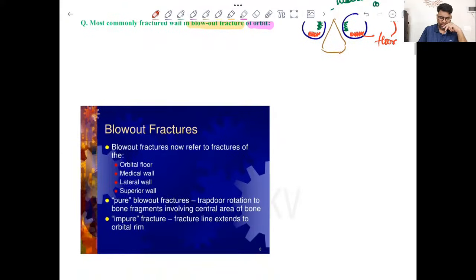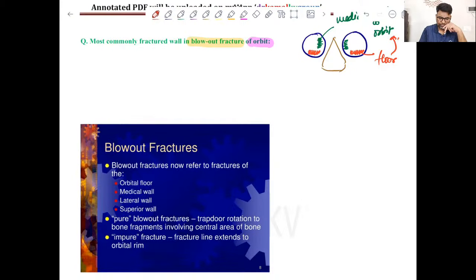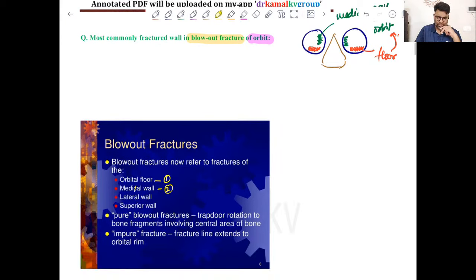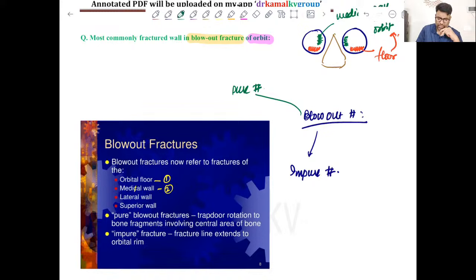And here, the commoner one is the orbital floor and the second commonest is the medial wall, right? And then there are two terms related to the blowout fractures, and these are actually the fractures of orbit. One is the impure fracture and another is the pure fracture, right? So there are two terms, pure fracture and impure fracture.